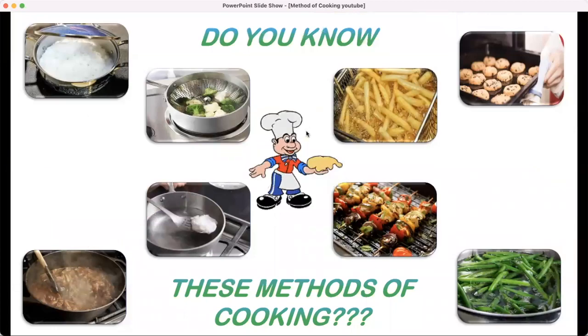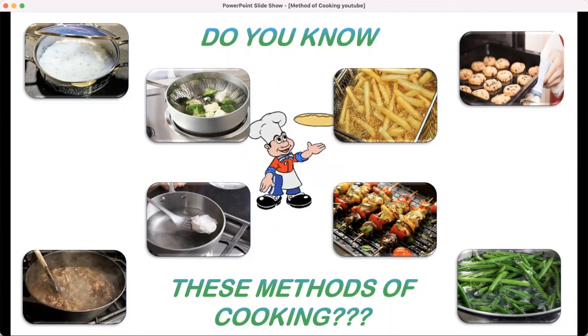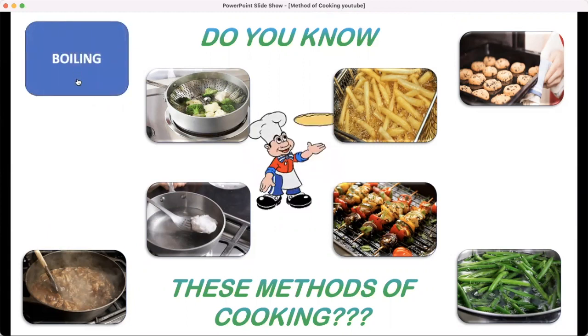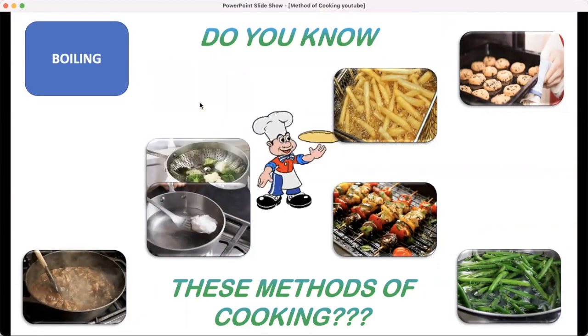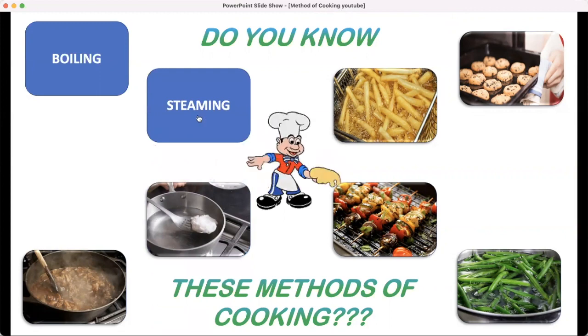So help me with this activity and let me see how well you can identify these cooking methods. So this first one, what do you think? We have rice. What do you think is a cooking method for this one? So if you say boiling, then you are correct. Excellent. What about this one? Look at my cursor. Steaming.